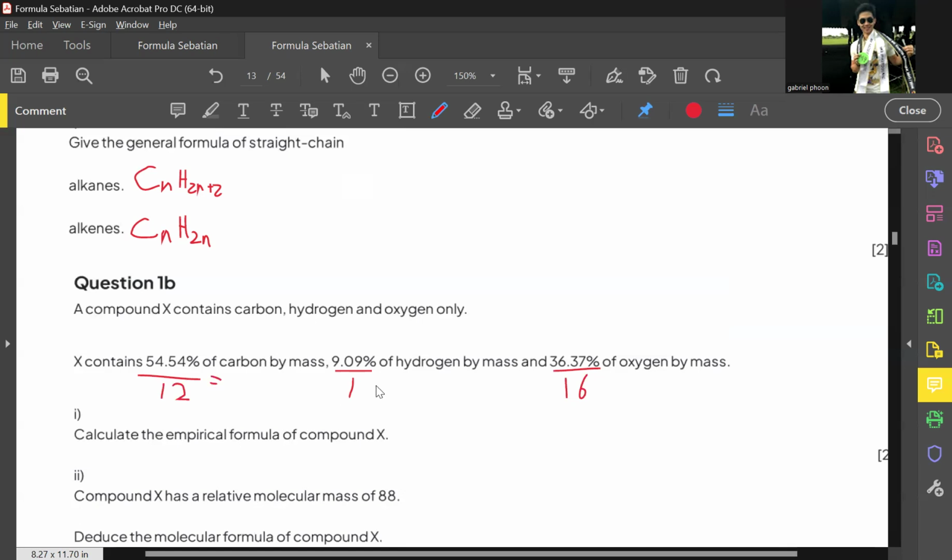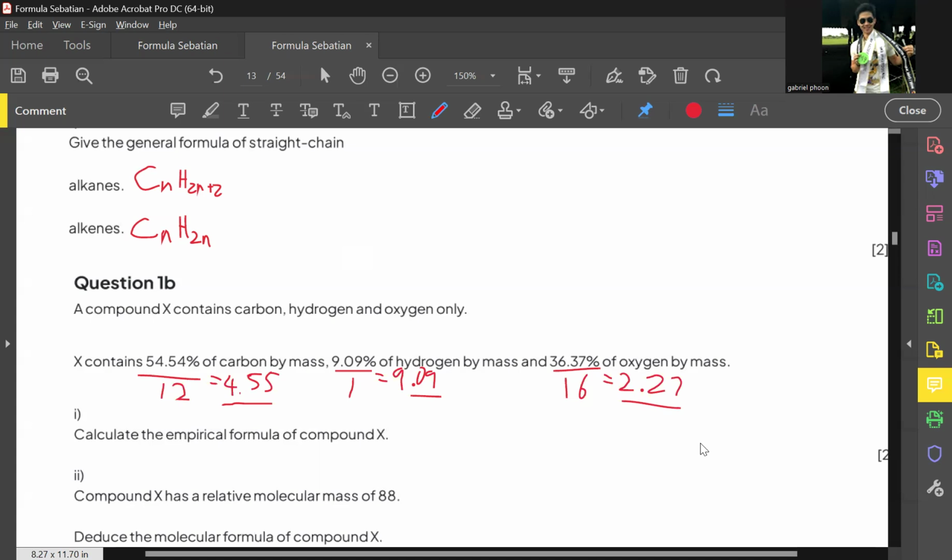Okay, let's divide this first. Everyone tell me what's the answer for this first. 54.54 divided by 12 is... Do you do this, by the way? The empirical formula? 4.545. This one, obviously 9.09. And this one? 2.27, excellent. So after we have these numbers, what do we do?